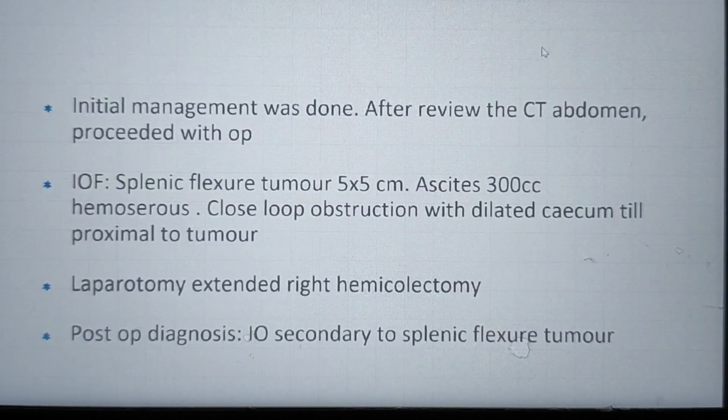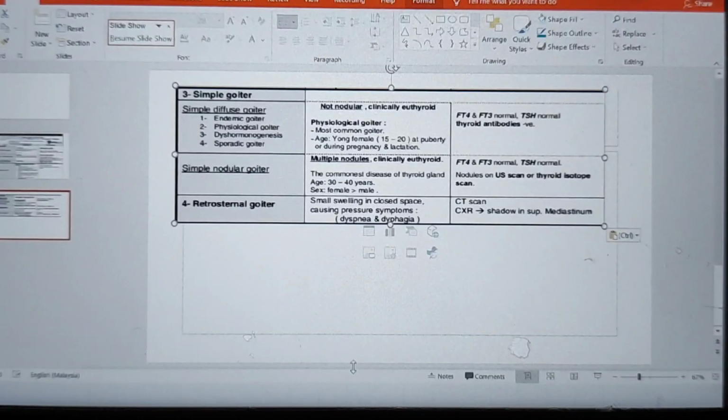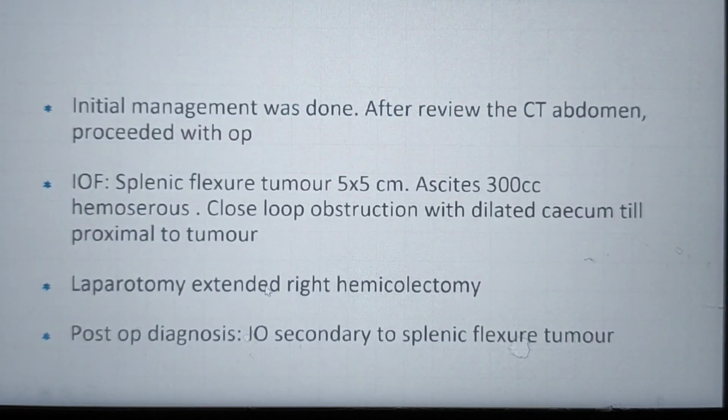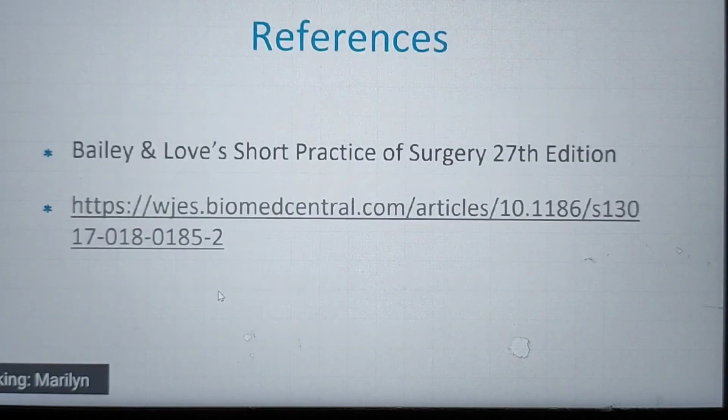And then after reviewing the CT scan, the patient proceeded with operation, and intraoperatively we noted there is a splenic flexure tumor 5.5 centimeter with ascites of 300 cc, hemoserous in color, and there is closed loop obstruction with dilated cecum till proximal to the tumor. And the patient actually underwent laparotomy extended right hemicolectomy.